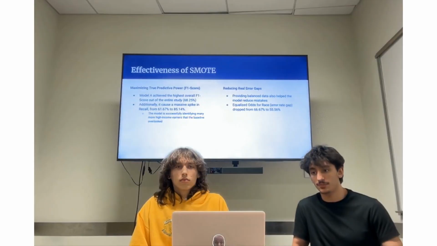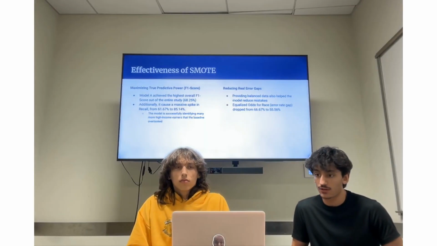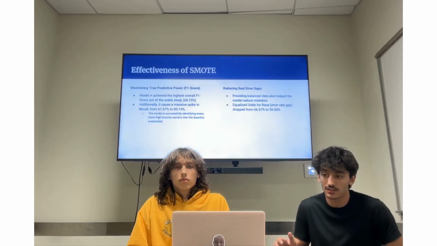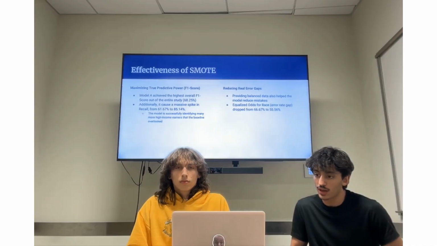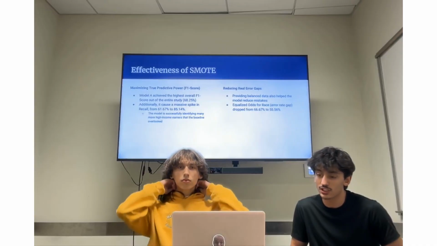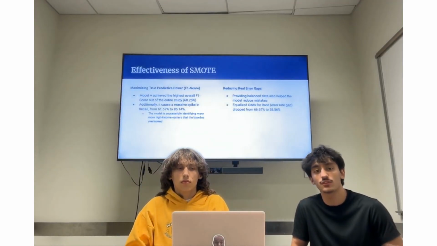So the effectiveness, we saw that it got the highest overall F1 score out of the entire study with a 68.25% score. And additionally, it also got a massive spike in recall from 61.67 to 85.14. That basically means that the model was successful in identifying many more high income earners than what the baseline overlooked. And we were also able to reduce mistakes made, seeing how the equalized odds for race dropped from 66.67 to 55.56.